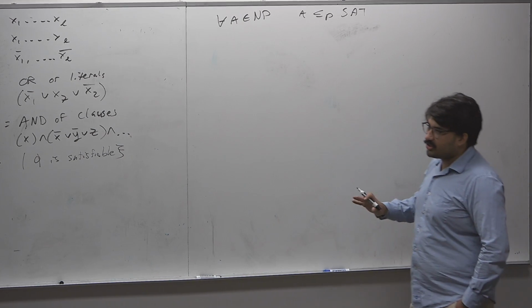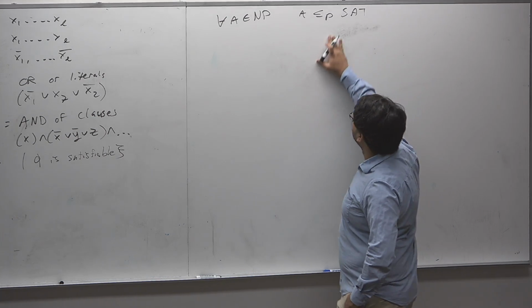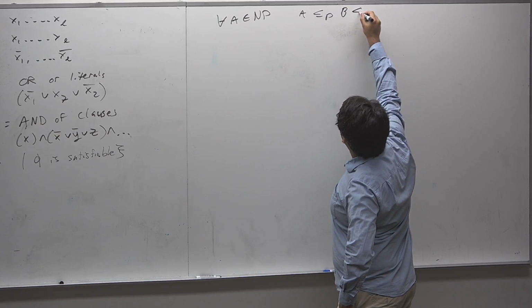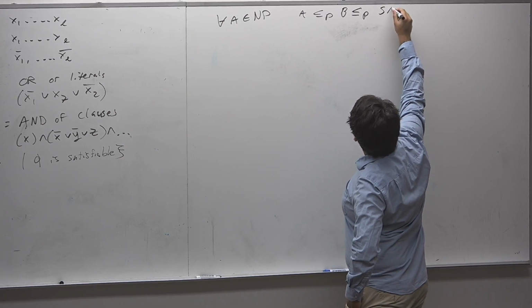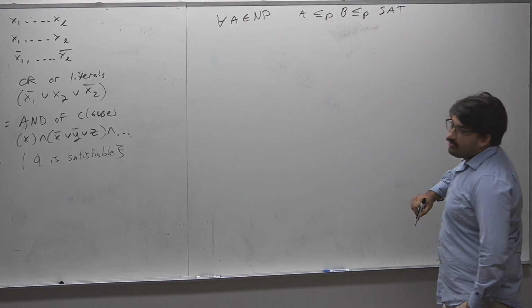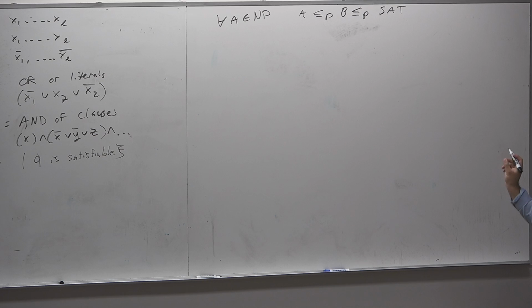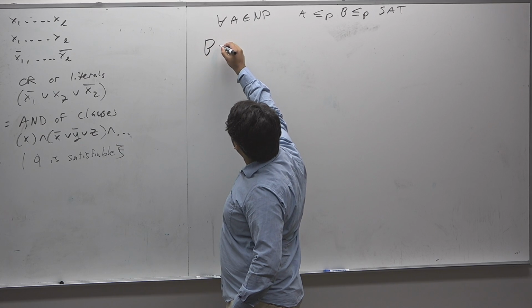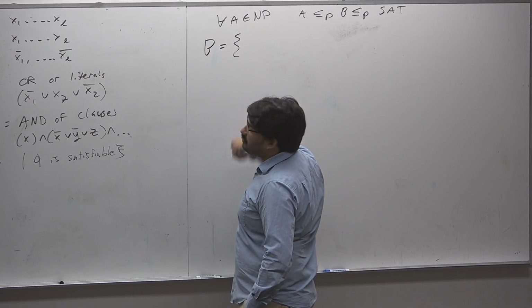So what we're gonna do first is take care of this for all in a special shim. We'll reduce from all A to some specific B, and then we'll reduce from B to SAT. That B will take care of the for all part for us, as we'll see. Now, what is B? You're not gonna believe this. When is a language in NP?